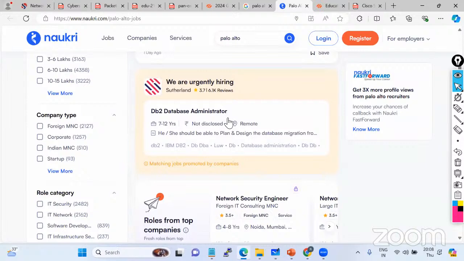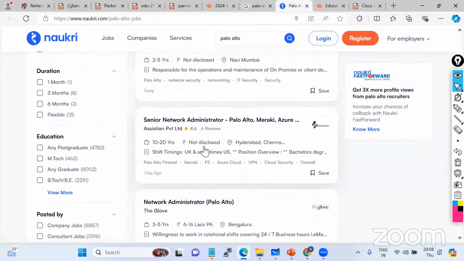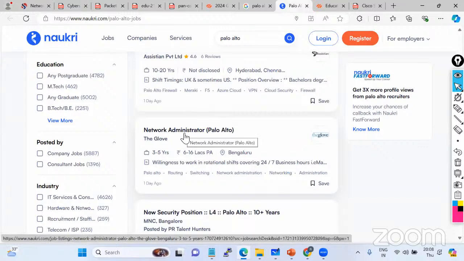Some are not disclosing the CTC, but you can see this is network administration, just Palo Alto, 3 to 5 years of experience. This company is offering a 6 to 16 lakh per annum package if you just have Palo Alto network knowledge. So you can think of the power of networking and security. But if you want to become a good Palo Alto engineer, you must also have very good network knowledge. Then you are going to become a network administrator or network security engineer.